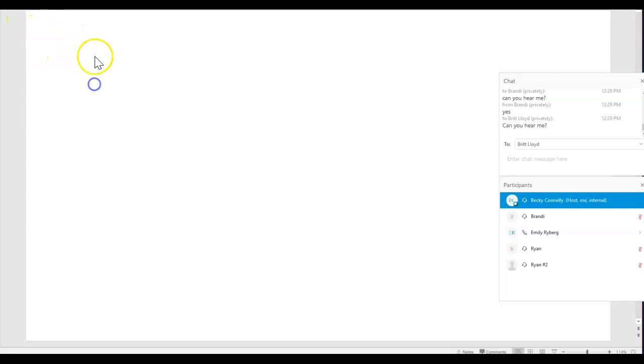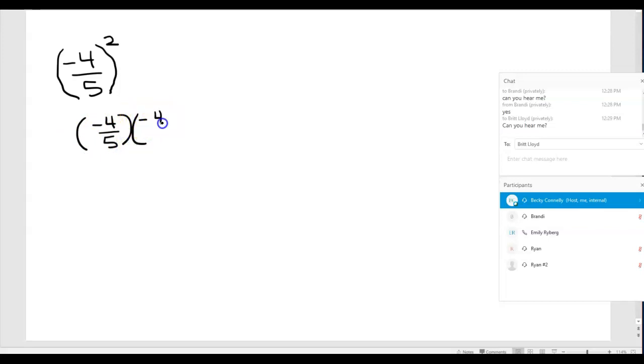If you have negative 4/5 inside parentheses, and it's asking you to square it, that's really just saying take negative 4/5 and times it by itself. This is one that I saw was missed quite a bit on exam 2, because a lot of times people forget that a negative times a negative makes a positive. So your answer in the end is going to be positive, not negative.